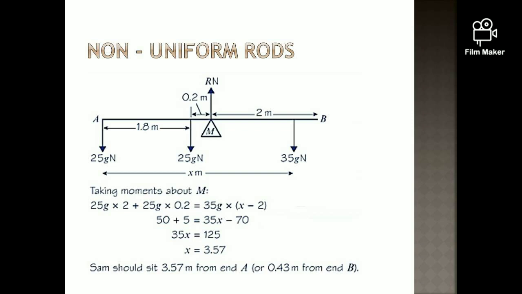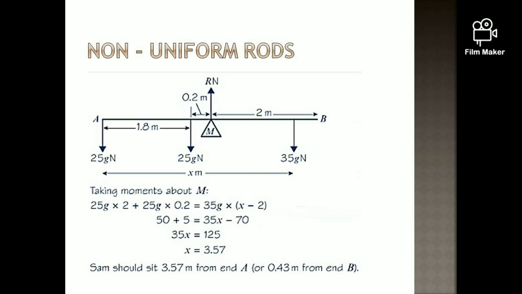Now children, we already marked the length from A to the point of 35g is x. We know the length from A to M is 2. Therefore, the length from M to that 35g should be how much? The total length is x. The length from A to M is 2. So, the other length should be x minus 2. Therefore, you can mark up 35g into x minus 2.